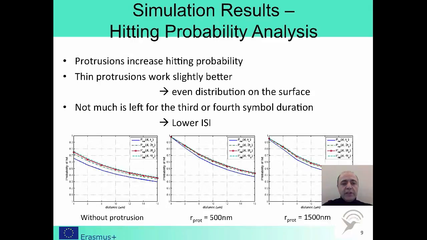Looking at the results, we can see that using protrusions improves the probability of hit. This is well expected since the protrusions have the effect of moving the receiver cell's surface closer to the transmitter. We also observe that having many thin protrusions works slightly better compared to fewer thick ones, since it allows an even distribution of the protrusions on the receiver's surface. More important is the fact that earlier reception of the messenger molecules and their removal from the diffusion environment helps reduce the number of residual messenger molecules in the following symbol durations. This results in lower intersymbol interference.